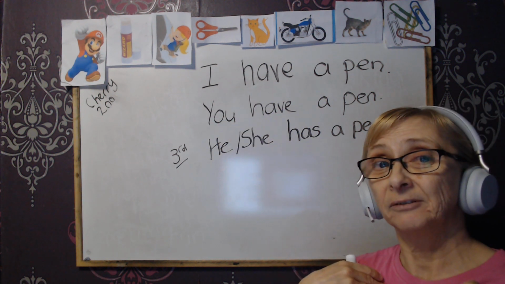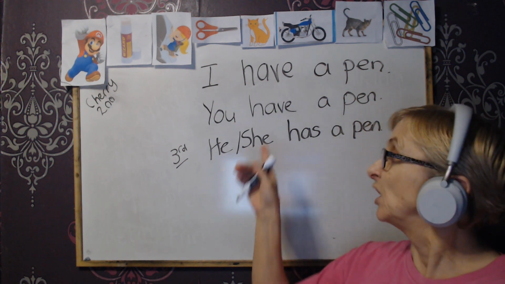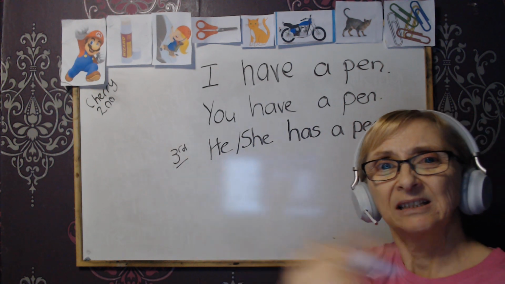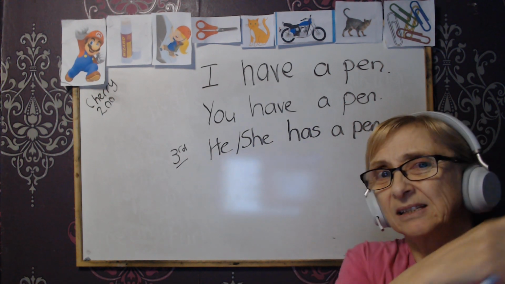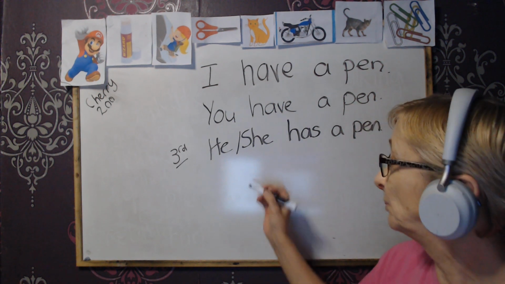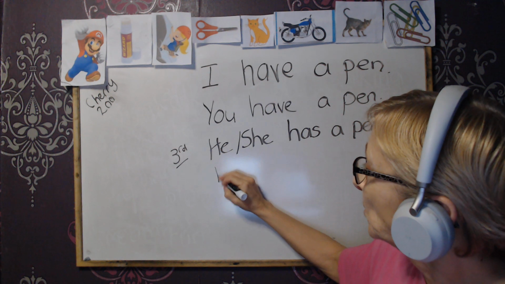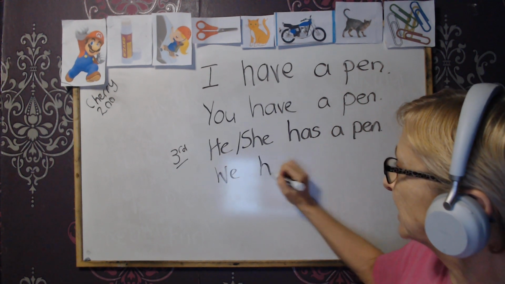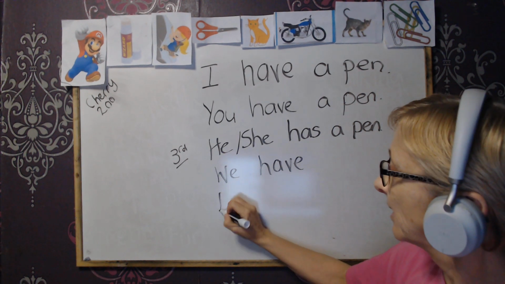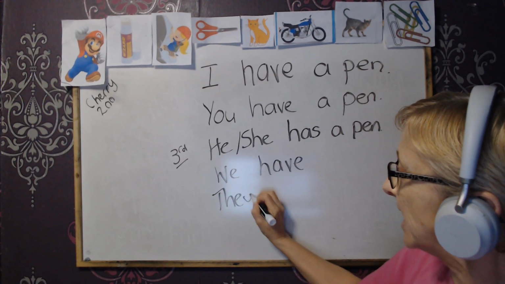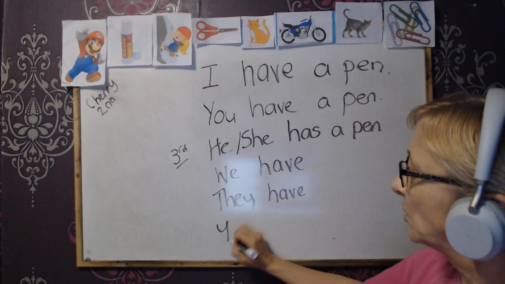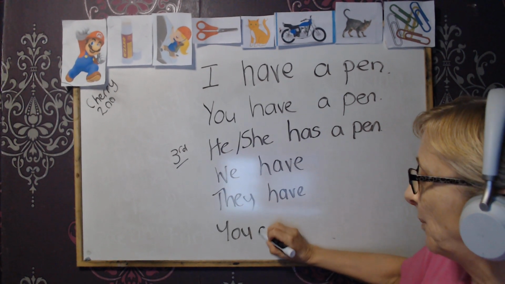I have. You have. He has. She has. Has. And when we go to plural, we have goes back to have. We have a pen. They have a pen. You all have a pen.